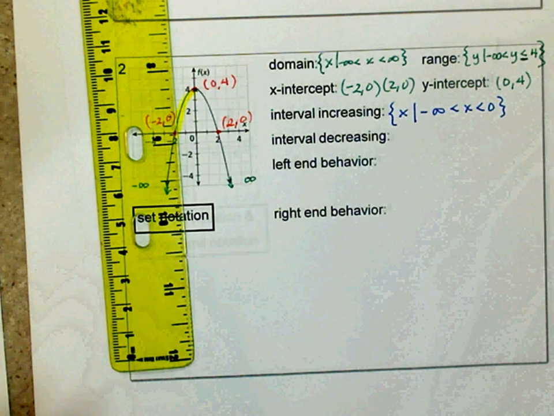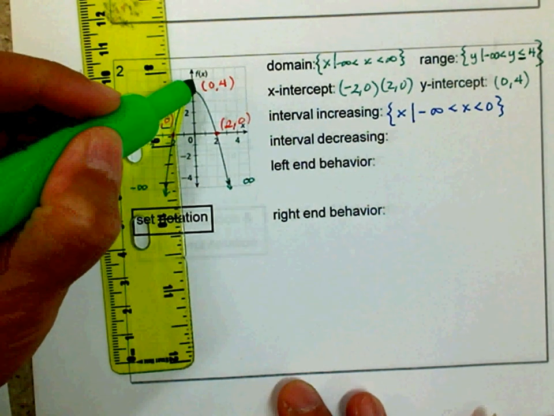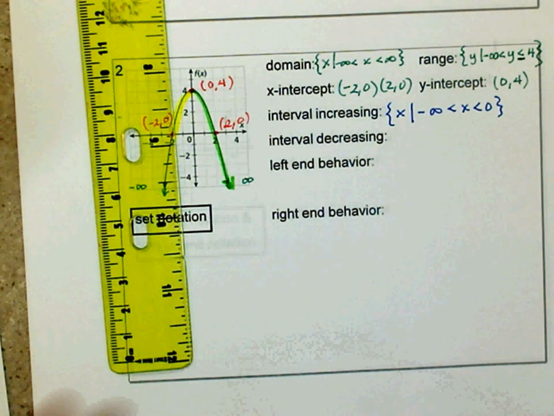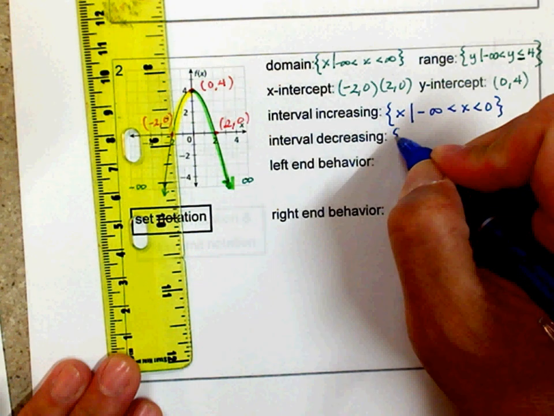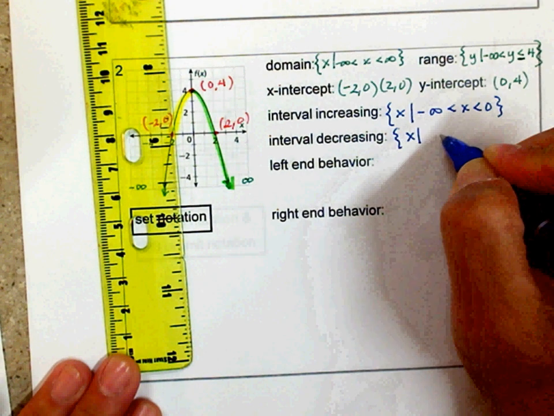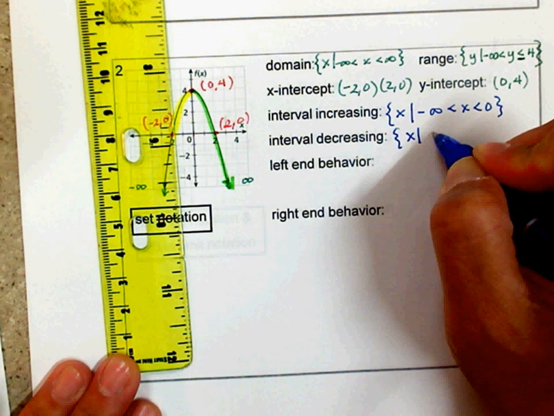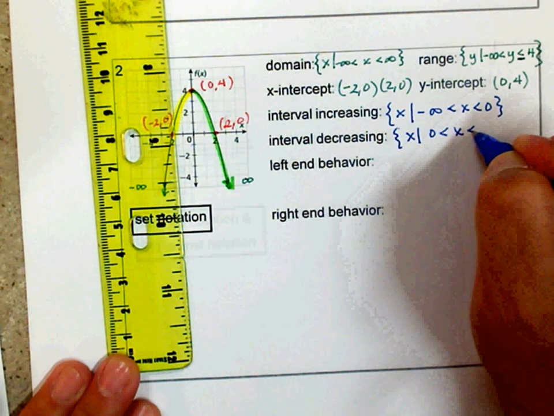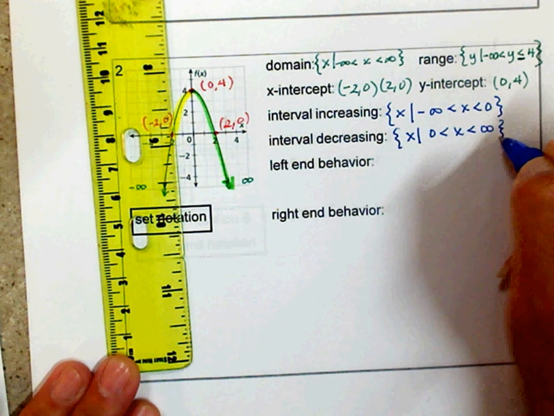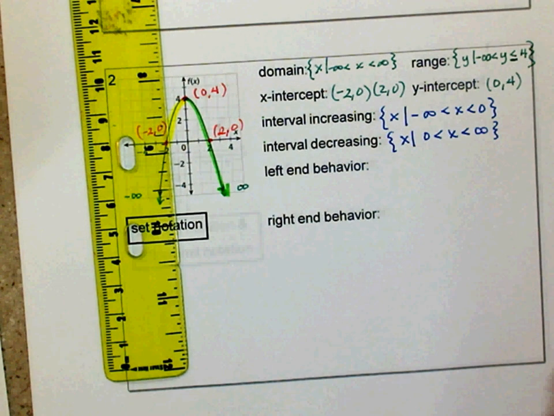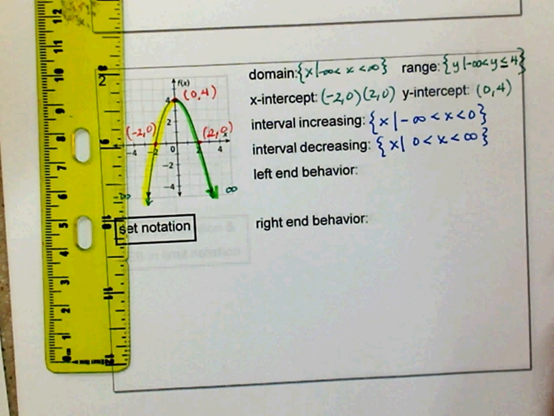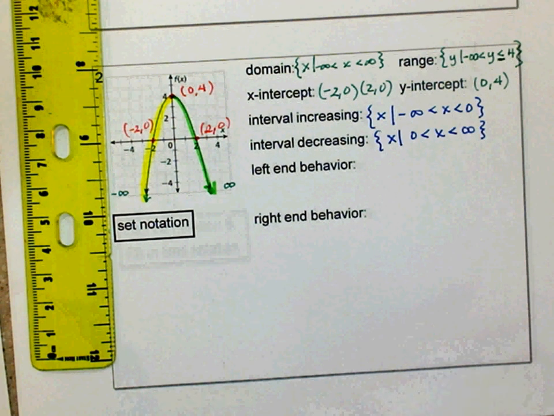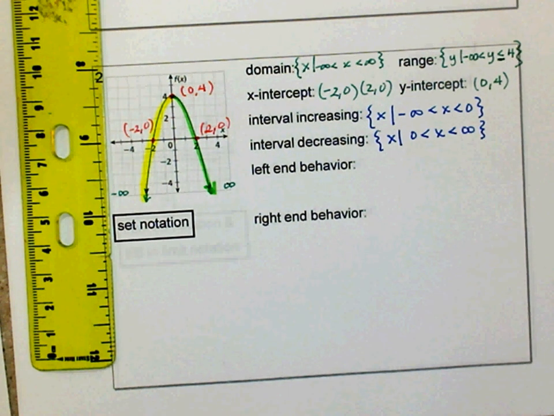Interval decreasing. Well, starting from 0, not including 0, notice I'm going down. All right? So this one would be x such that from 0, not including 0, heading toward positive infinity. Not the preferred method, but it asks for set notation, so I want you to make sure you write it like that, okay? In behavior, all right, this is not how you usually write it, but we're going to go ahead and write it like this.